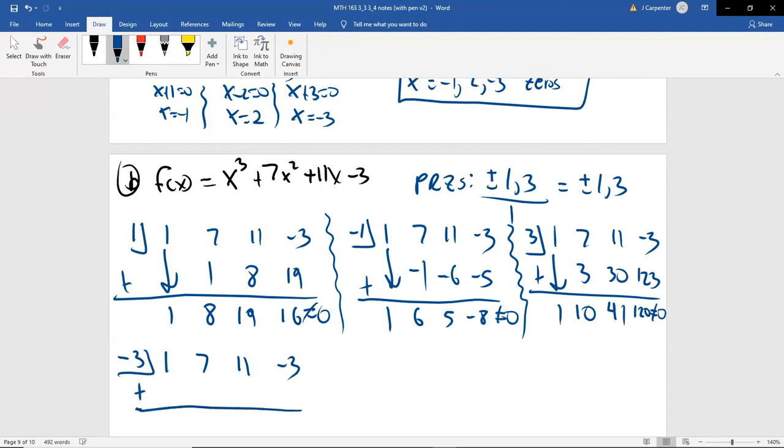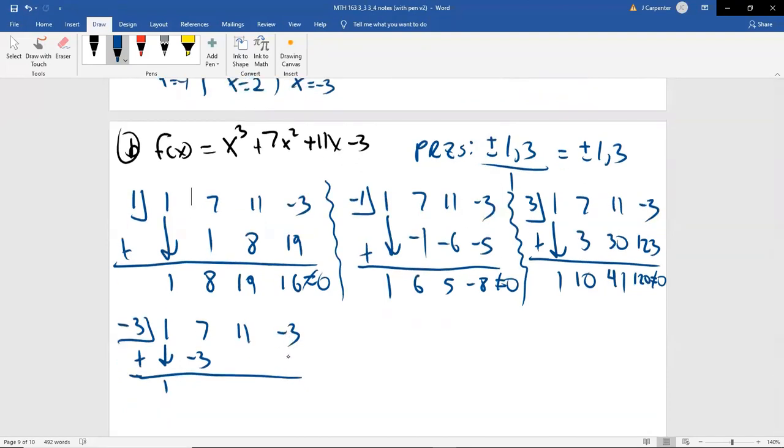Space, plus sign. Bring down the 1. 1 times negative 3 is negative 3. 7 minus 3 is 4. 4 times negative 3 is negative 12. 11 minus 12 is negative 1. Negative 1 times negative 3 is positive 3. Oh, look at that. We got our 0. Whew. Wipe the sweat off your forehead. We made it.